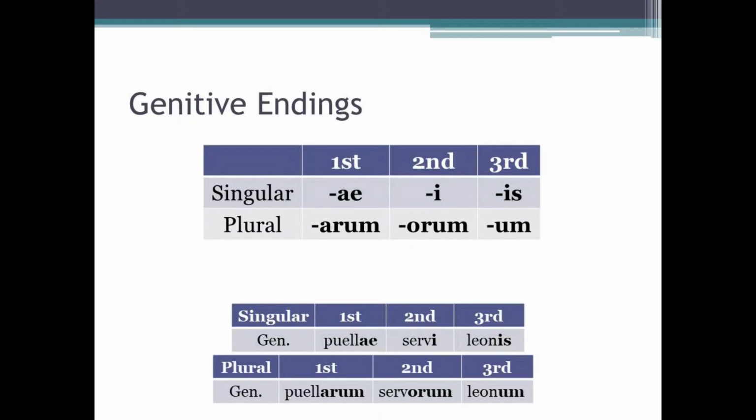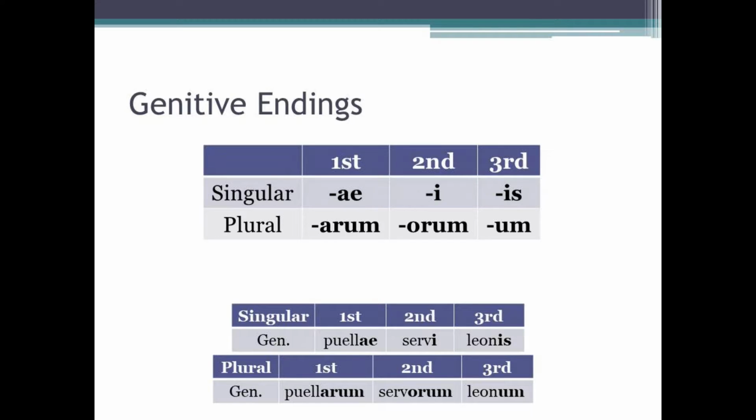Now let's have a look at the genitive endings. So in the first declension, the singular form ending is ae, and the plural is arum. In the second declension, the singular form ends in an i, and the plural ends in orum. And in the third declension, the singular ends in is, and the plural ends in um.